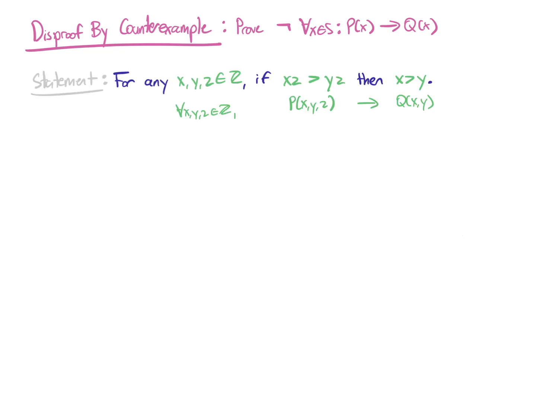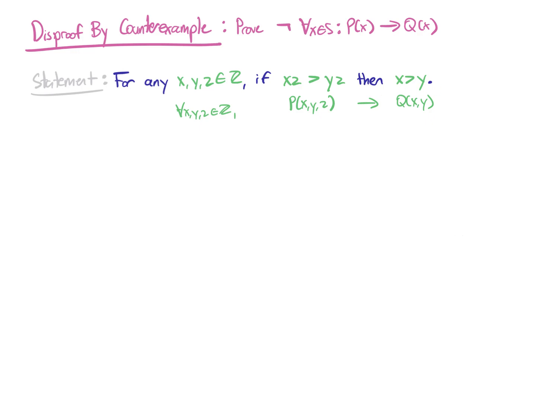So here's an example. Here's a statement: for any three integers x, y, and z, if x times z is greater than y times z, then x is greater than y. This is a statement about all possible groups of three integers. If I check an inequality, x times z greater than y times z, I can cancel the z and get a new inequality, x is greater than y.